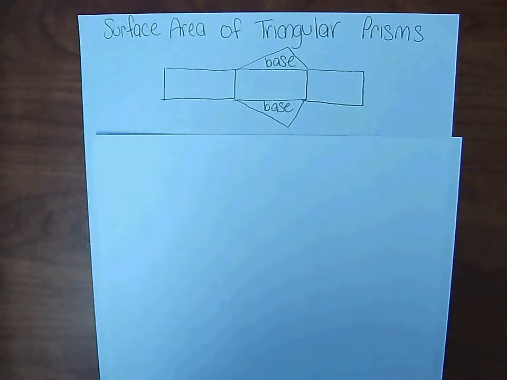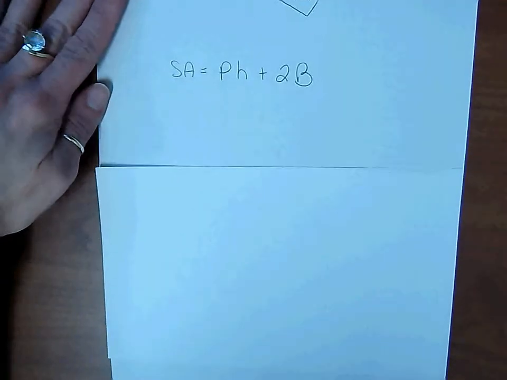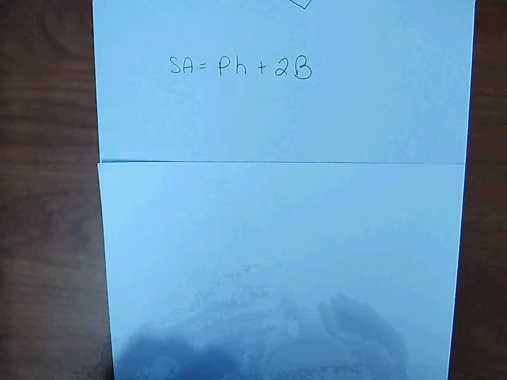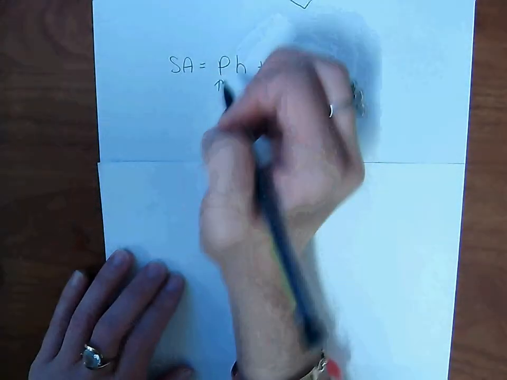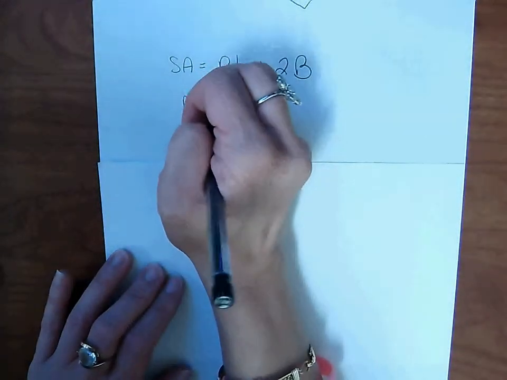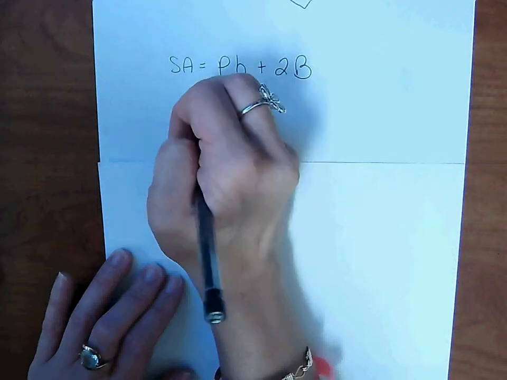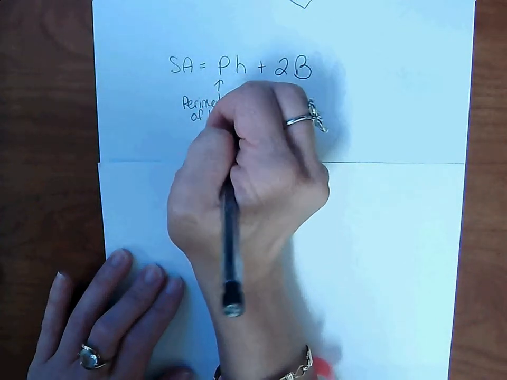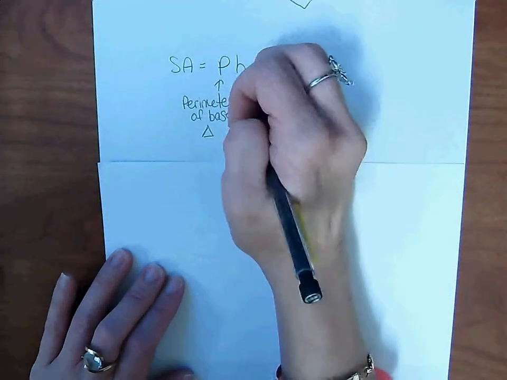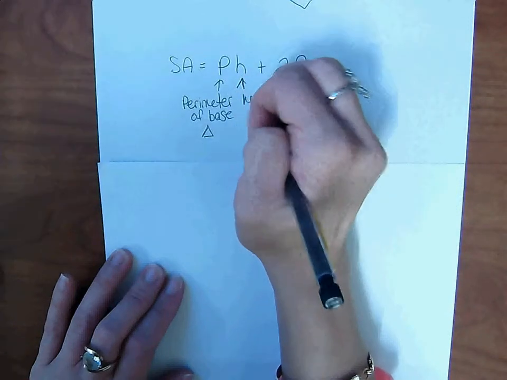To find the surface area, you could find the area of each individual shape and add it together. Or you can use the formula, surface area equals pH plus 2 big B. P stands for the perimeter of the base shape. And in this case, the base is a triangle. H is the height of the prism.